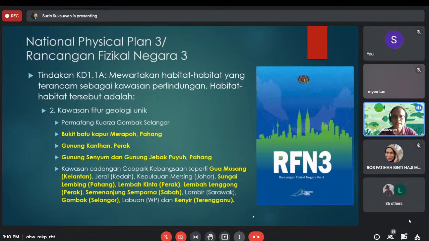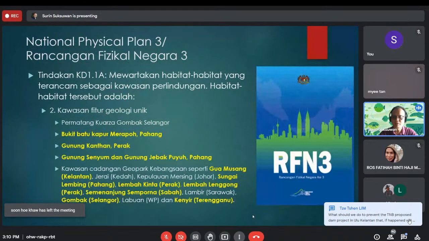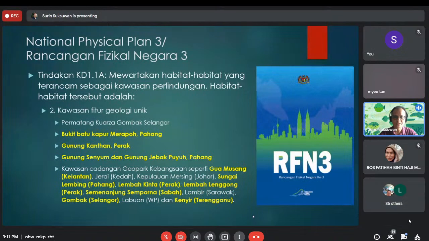And you can see that under point 2, under that tindakan KD 1.1A, they have listed some of the key areas. I've highlighted in yellow those areas that are limestone areas. So you can see that Gunung Kantan is included there, Gunung Senyum, Jebak Puyo in Pahang. So this is a national planning document, right? So I'm wondering whether people actually look at these planning documents. Do the state governments take into consideration what is in the federal planning document when they decide which limestone hills they want to blast, right? So something to think about.